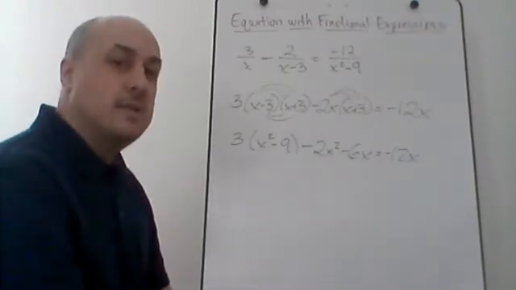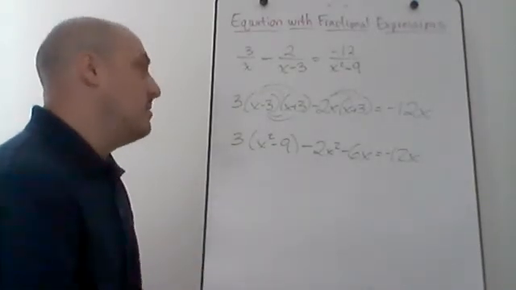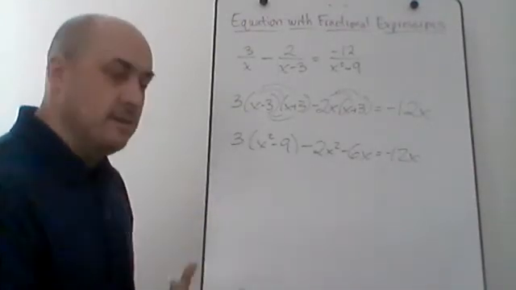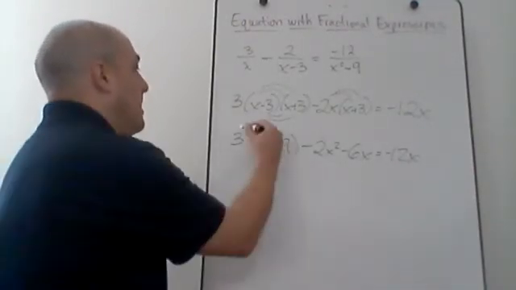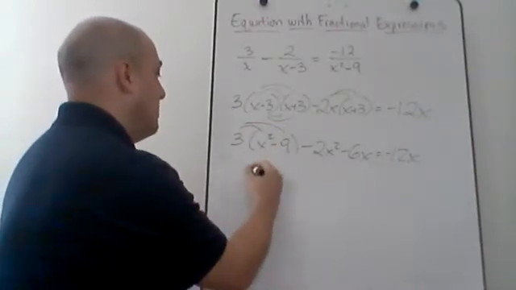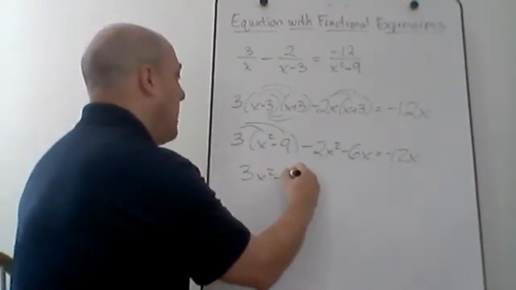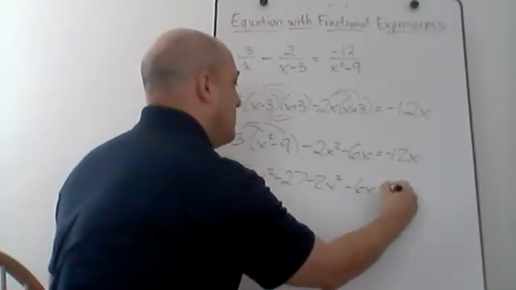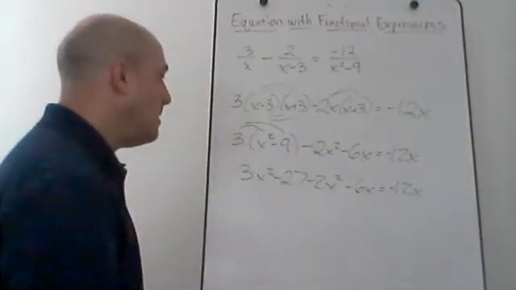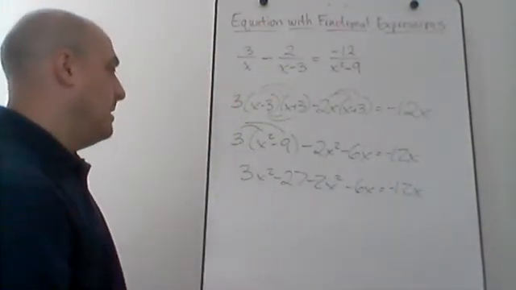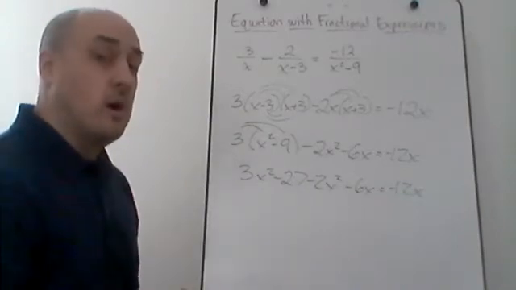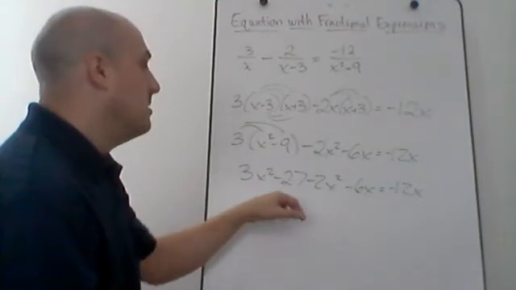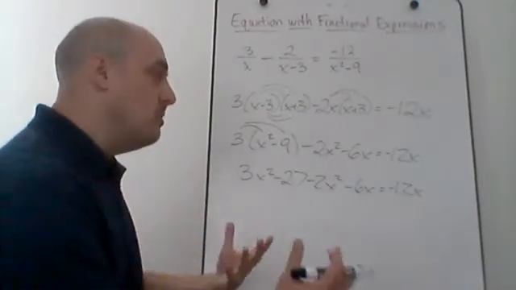All right, so at this point, once I eliminate all those fractions, now it's just a matter of simplifying, combining like terms, doing everything I can to make this equation as simple as possible. Right now, I'm going to distribute this 3 into this parenthesis, so that's going to be a 3x squared minus 27, and then minus 2x squared minus 6x equals negative 12x. All right, and now I want to start combining like terms, and it looks like I'm going to have a quadratic equation here, because I have a couple x squared terms, which are not going to cancel each other out. So since I'm going to have a quadratic equation, let me move everything to the same side.